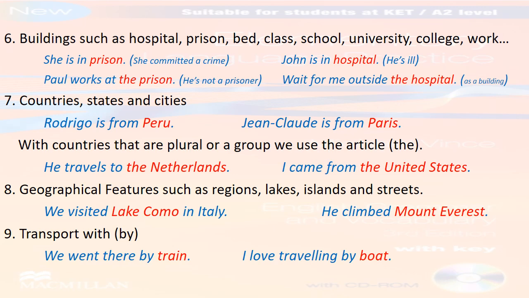And case number 8, geographical features such as regions, lakes, islands, and streets. Examples here: we visited Lake Como in Italy. He climbed Mount Everest. So Lake Como and Mount Everest are geographical features that we don't use any article with. And case number 9, transport, with the preposition "by". So we say we went there by train. We don't say "the train" or "a train". And we say I love traveling by boat.